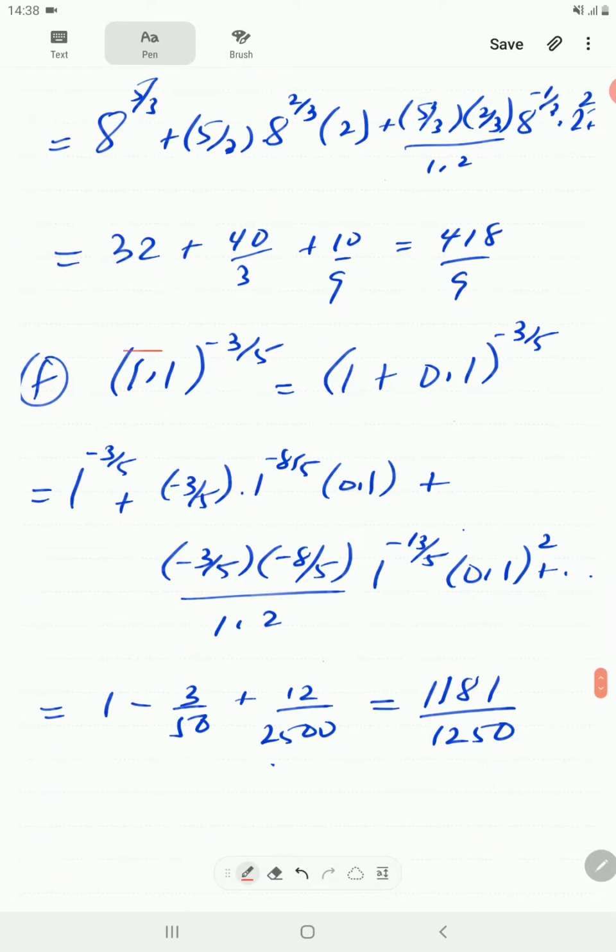And then again here, for very close to 1, we always write this as either 1 plus or 1 minus, whatever the value, depending on whether it's bigger or less than 1. If it's 0.99, for instance, we're going to write it as 1 minus 0.01. Okay, then if we plug it into the binomial setup, it's going to give us these fractions, and so our final answer is 1181 over 1250.